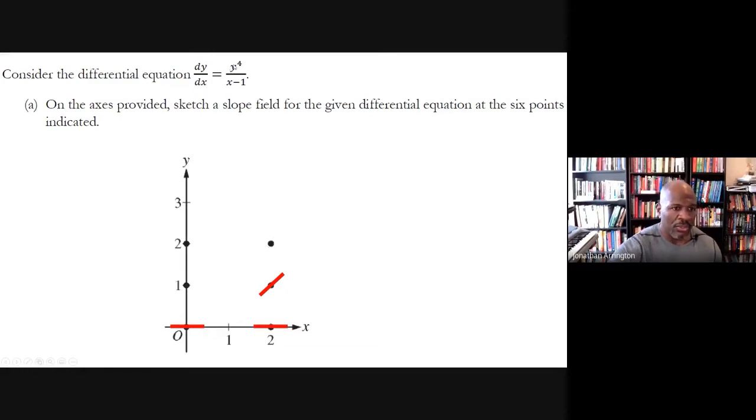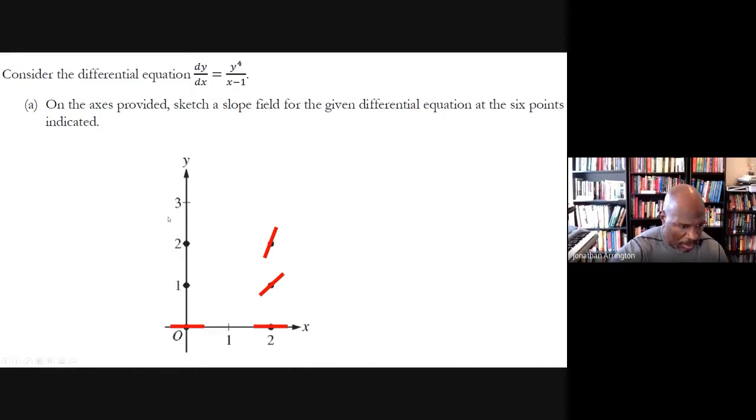So if I plug in 2 for y, that's 2 to the 4th, that's 16. And 2 for x, again, is 2 minus 1, which is 1. So that's 16 over 1. So the slope is 16. So it should be steeper than the slope of 1. So something like that indicates a slope of 16.